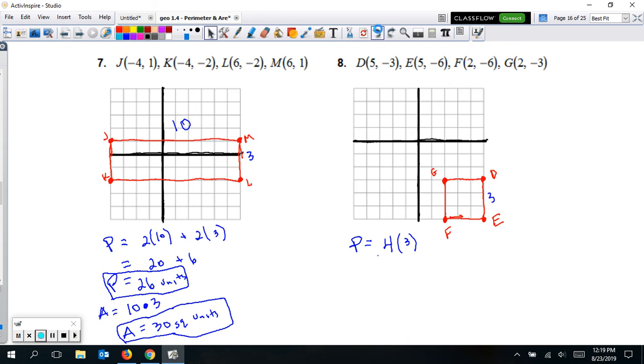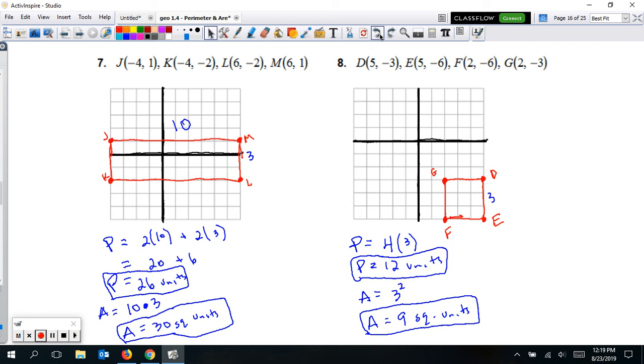So that's 12 units for the perimeter. And the area, again, can just be sides squared. So you have a side, you can just square that side. So you can say 3 squared for the area, which is the same thing as saying 3 times 3, like we did length times width here. When it's a square, you can just do side squared. So that's 9 square units for this one. When it's a square, you can do it this way.